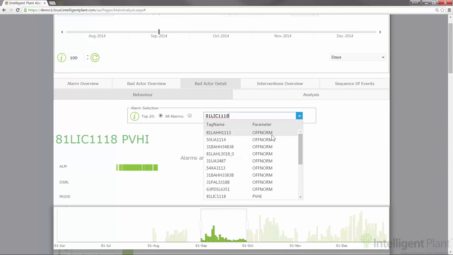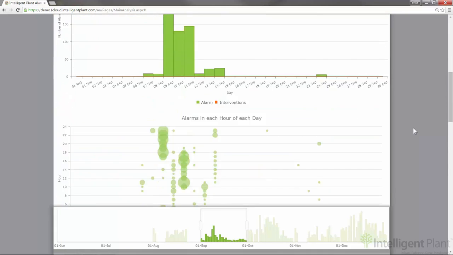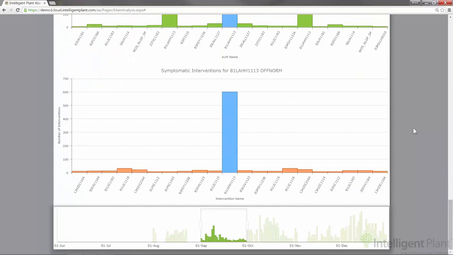For 81 LAHH 1113, we can see interventions on 81 LIC 1118, which is probably related. It has the same system number and a very close sequential number. But the number of interventions is still very low.